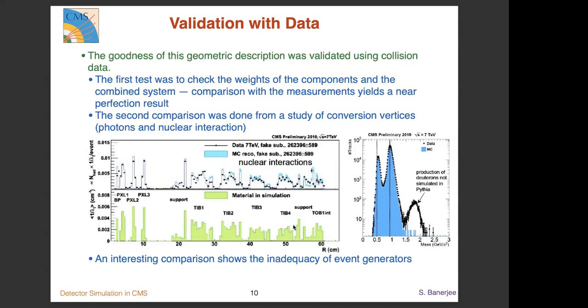At the same time, some people were trying to see how the particle masses are coming out. And they found that the particle masses are coming out nicely, for example for the kaons and for the protons and antiprotons. But there was something in the data which is not coming out in the Monte Carlo.